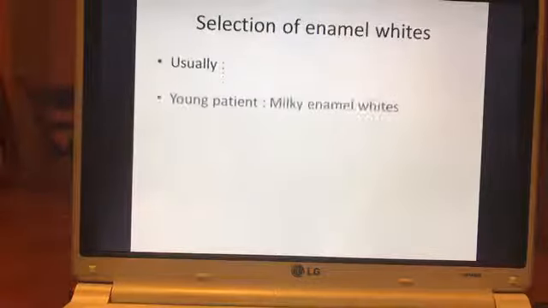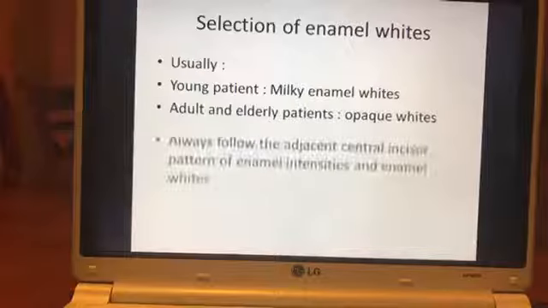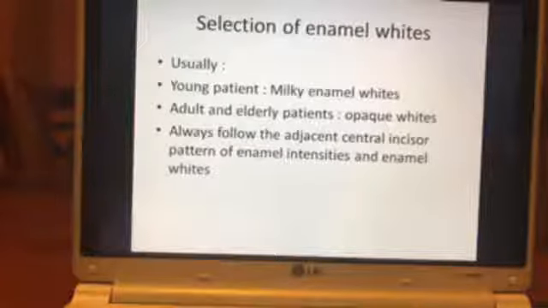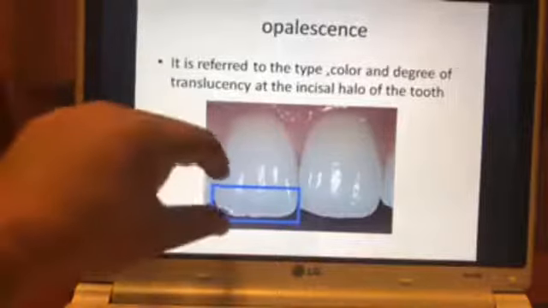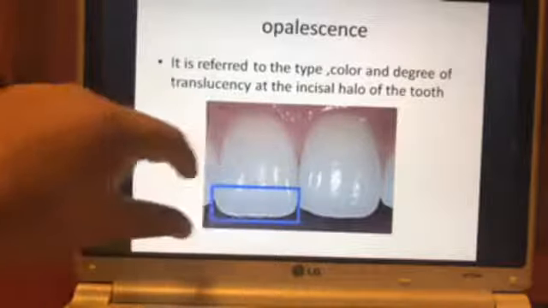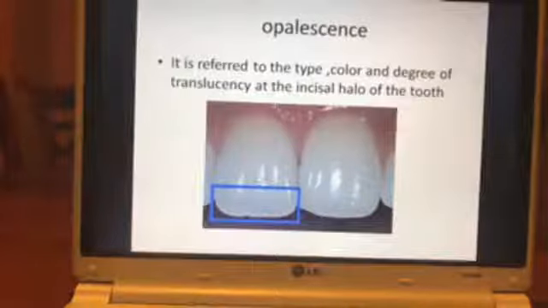So the only tip I can give on the enamel whites is that a young patient usually has milky enamel whites, very, very chalky. And adult patients usually have just an opaque white or normal enamel whites. That's the only difference. So now you have selected the hue, the chroma, the value, the enamel whites. We go to the other parameter after that, which is the opalescence. This part of the tooth, we call it the incisal halo, exhibits and reflects characters that are different from all the other parts of the tooth.